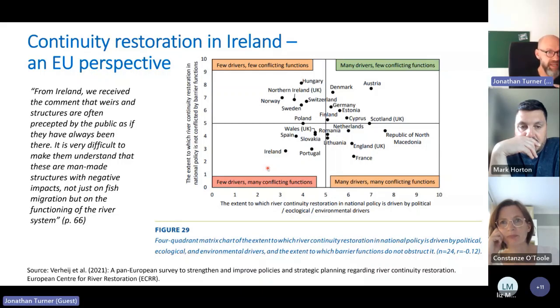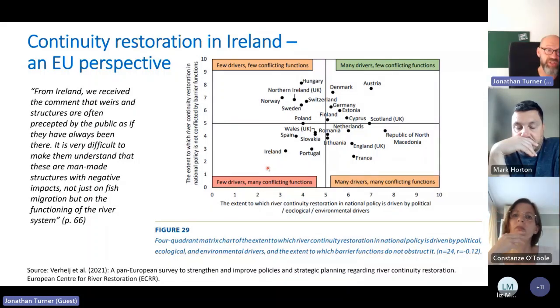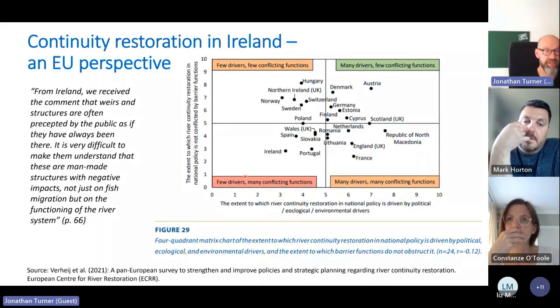It's not necessarily what's happening on the ground, but certainly it gives us a little bit of food for thought moving forward in terms of restoring continuity, or continuity restoration, in Ireland. You can see many other countries seem to be in a far stronger position to restore continuity than Ireland, Portugal, Spain, and a few other countries that form part of this little quadrant in this matrix.